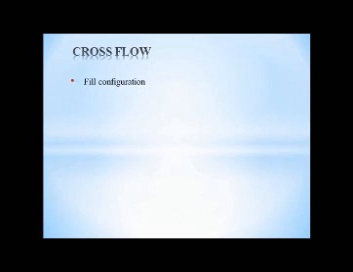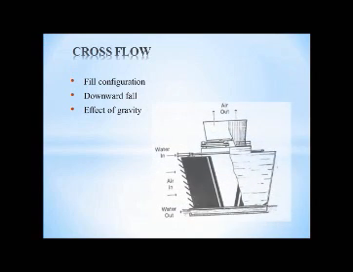Second one is cross flow. In cross flow, fill configuration and downward fall under the effect of gravity. In cross flow, the water falls downward from the top to bottom, and air also moves from the top to bottom. The cooled water comes out from the bottom of the airflow, and an exhaust fan is also used at the top of the cooling tower.